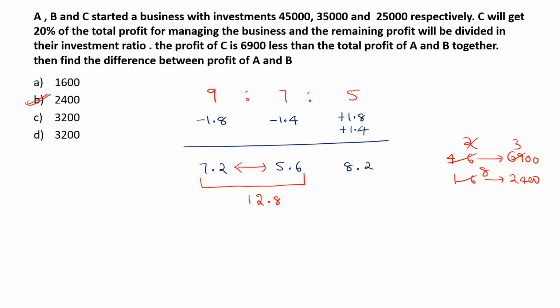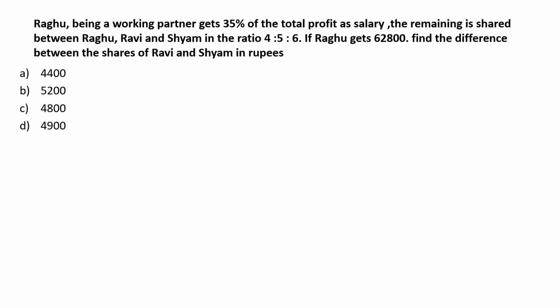2400. Okay, let's move to the next question. Raghu, being a working partner, gets 35% of the total profit as salary. The remaining is shared between Raghu, Ravi and Shyam in the ratio 4:5:6. If Raghu gets 62800, find the difference between the shares of Ravi and Shyam in rupees.